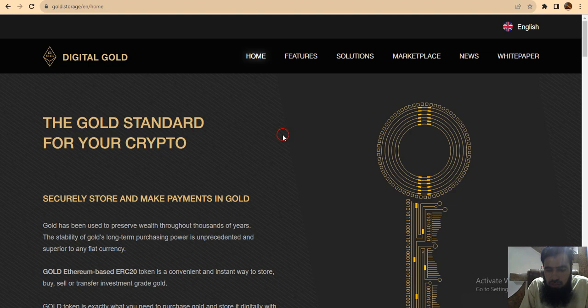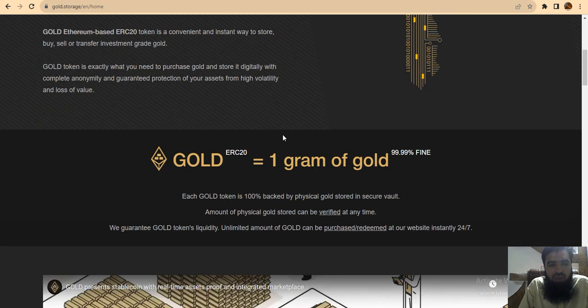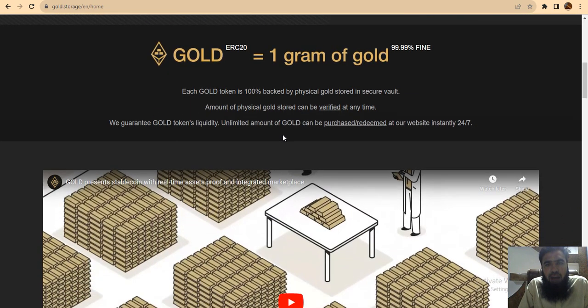So I recommend this project, because 1 gram of gold is 99.99% fine, so it will be 100% backed by physical gold. So guys, you should know about that.